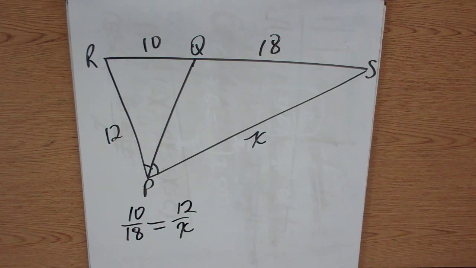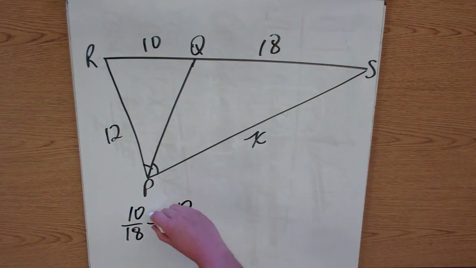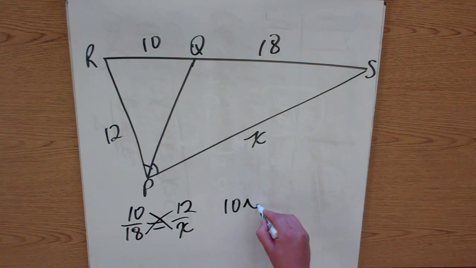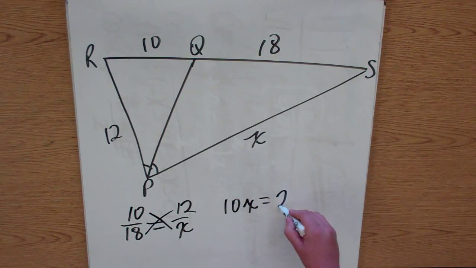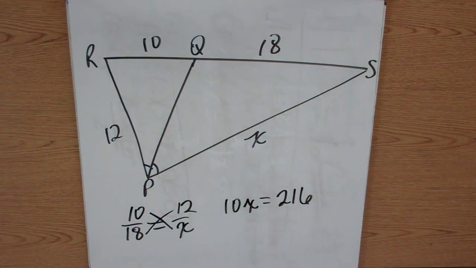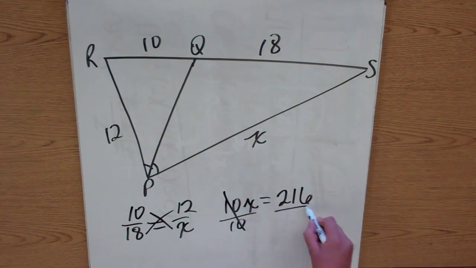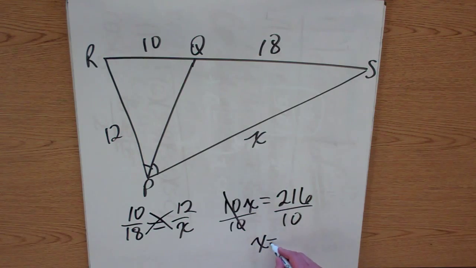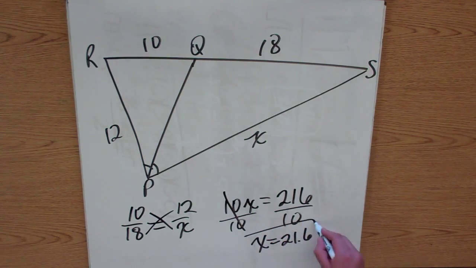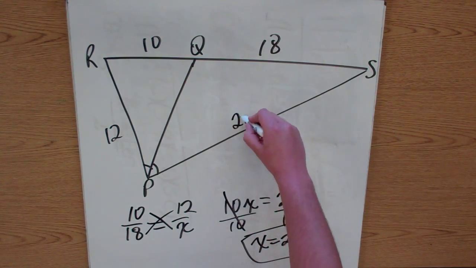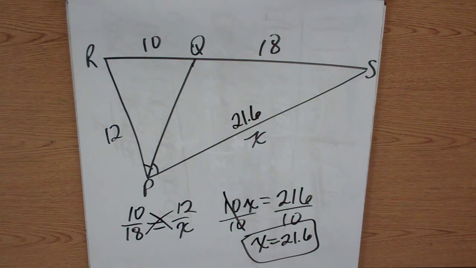So we're going to cross multiply. We're going to get 10x equals 216. And now we're going to divide both sides by 10. So x equals 21.6. So the length of this line is 21.6.